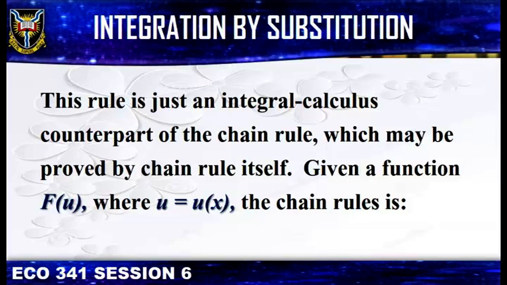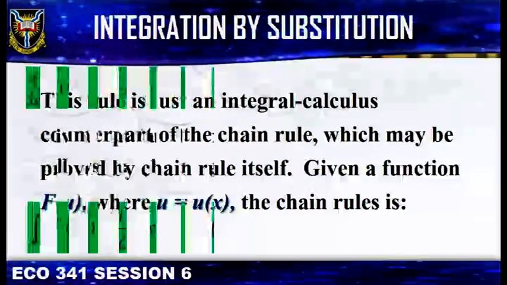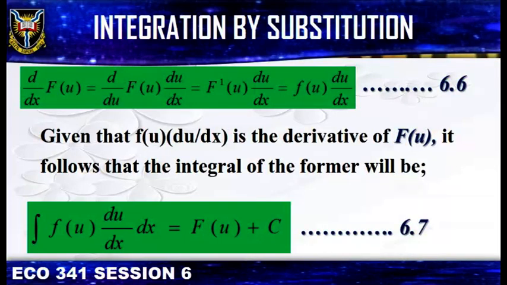Given a function f of u where u is equal to u function of x, the chain rule is d dx f of u is equal to d du f of u du dx is equal to f prime of u du dx is equal to f of u du dx. Equation 6.6: given that f of u du dx is the derivative of f of u, it follows that the integral of the former will be integral f of u du dx dx is equal to f of u plus c.